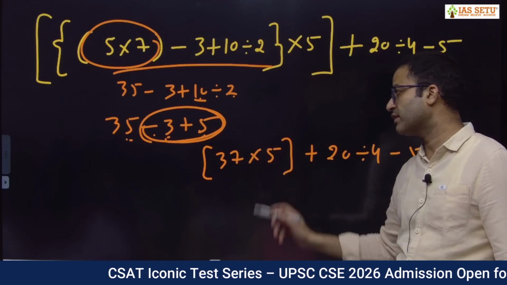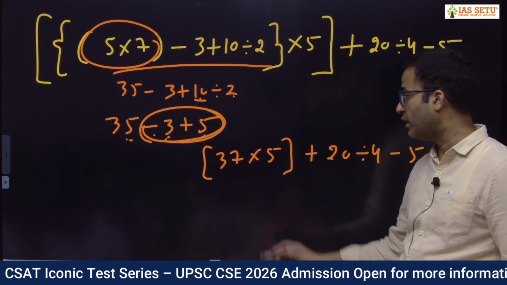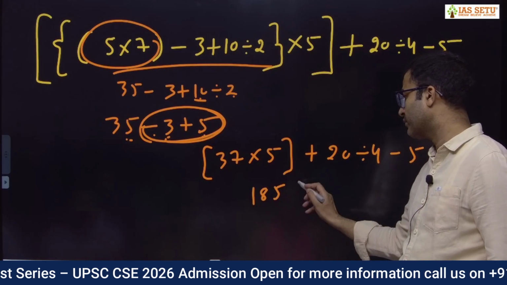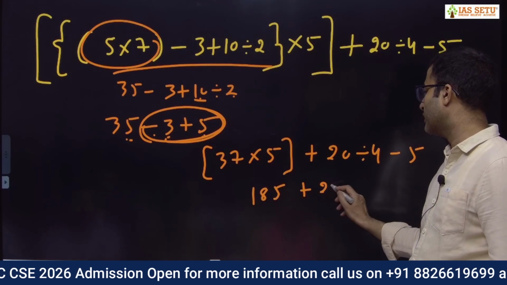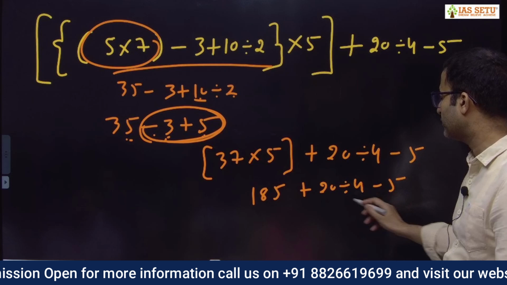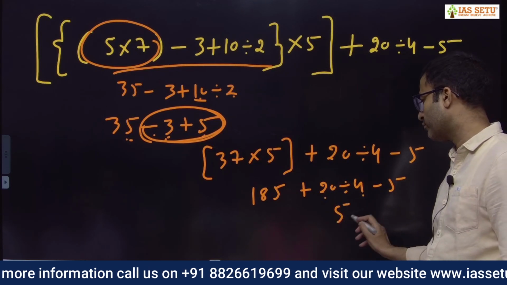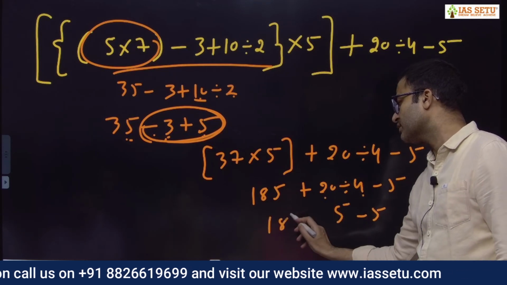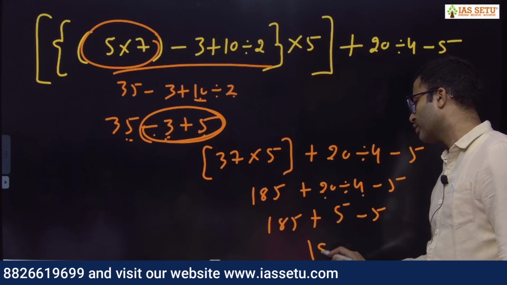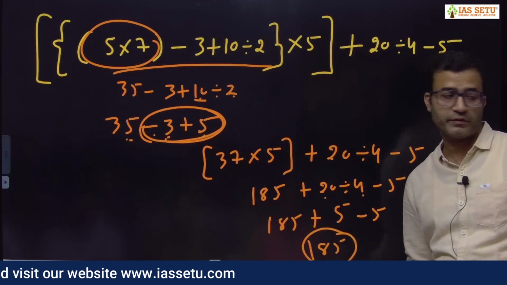What is 37 into 5? 185. Then plus 20 divided by 4 minus 5. What is 20 divided by 4? 5 minus 5. Since 5 minus 5 is 0, the answer is 185.